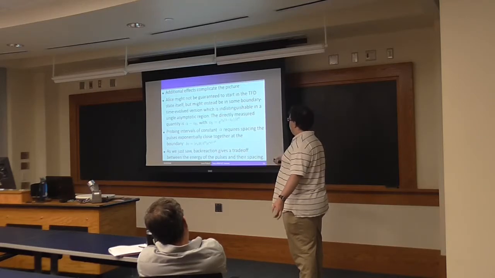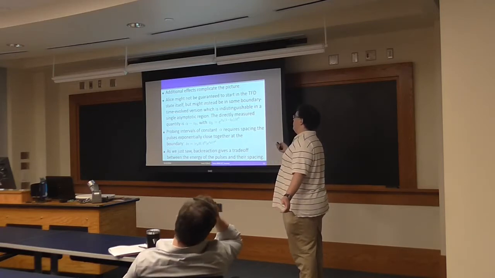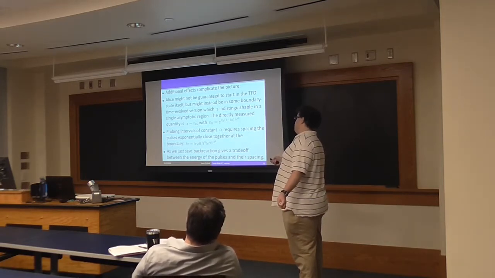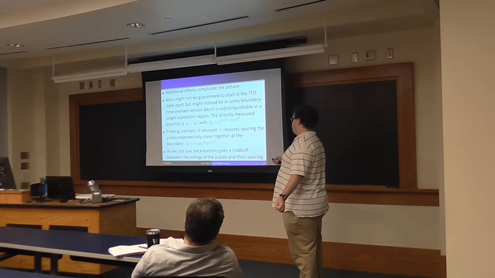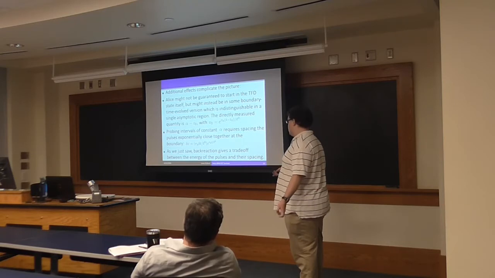It's a little bit more complicated because, as we've seen earlier, we don't know that we're in the thermofield double state by itself. So we're not actually bounding the size of alpha. We're bounding the size of alpha minus this V naught, which is this unobservable feature of the geometry. Also, we have to space pulses exponentially close and the pulses back react. So we've got this complicated trade-off between the energy of the pulses and the spacing.